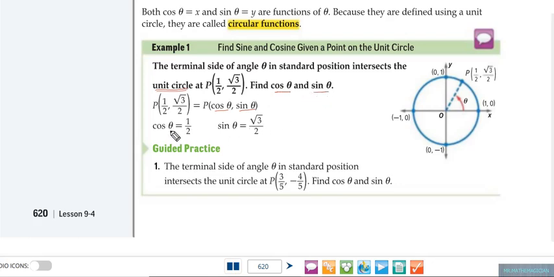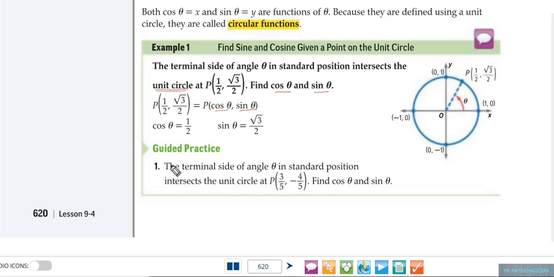The cosine will be the x coordinate, which is half. The sine will be the y coordinate, which is root 3 over 2. No need for you to graph. This is just to illustrate what it is about.